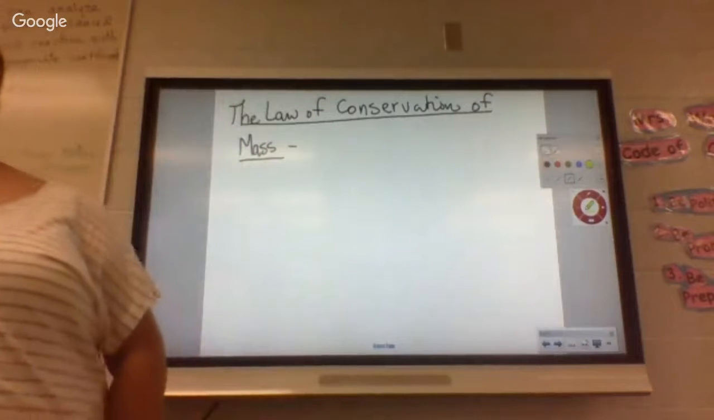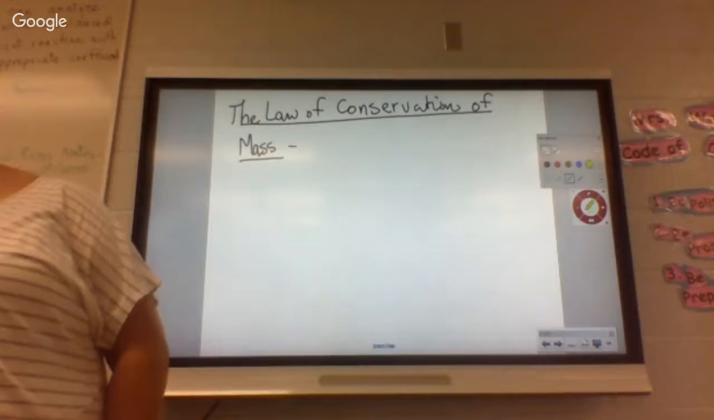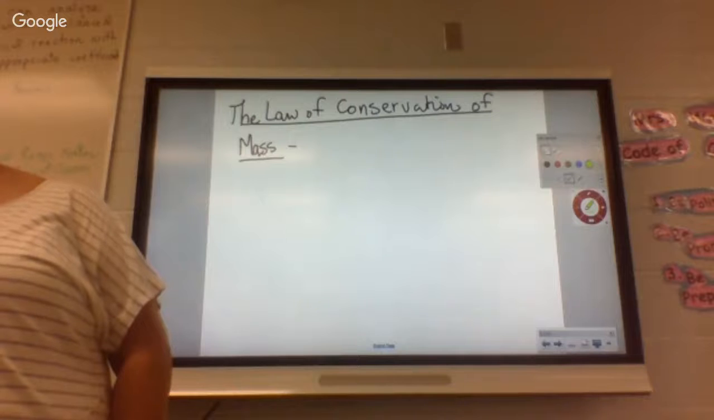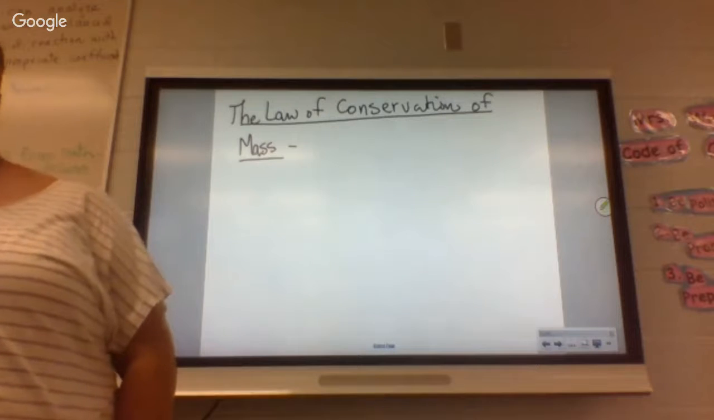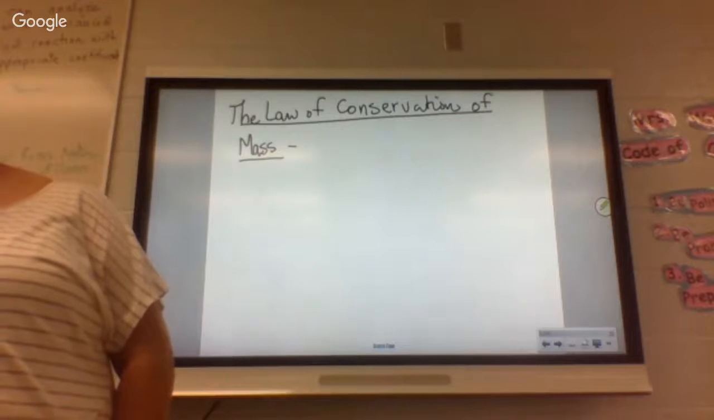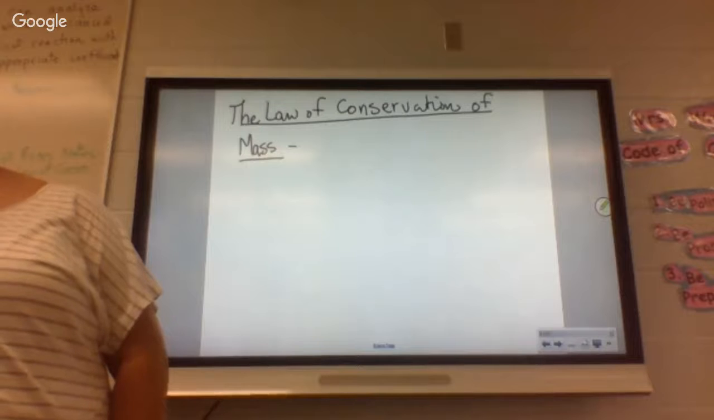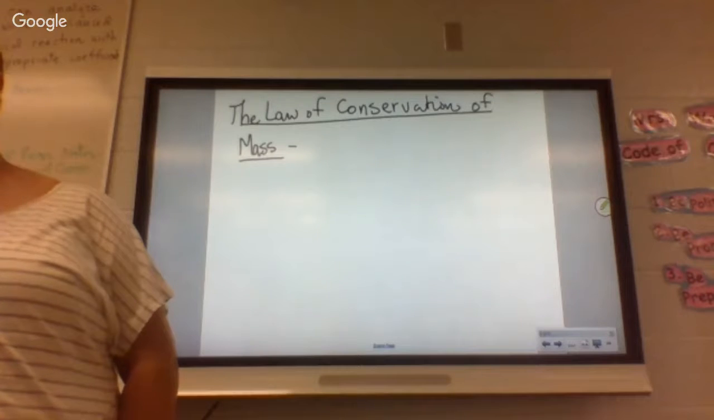So just tell me the name of the law. You have to have the same number of molecules on each side. Yes, that's what it's going to translate into. So what's the law say? Can't be created or destroyed. Give me one more piece. Mass cannot be created or destroyed.